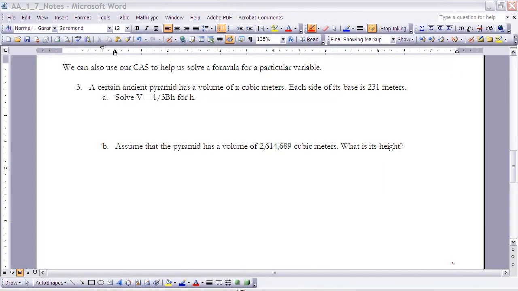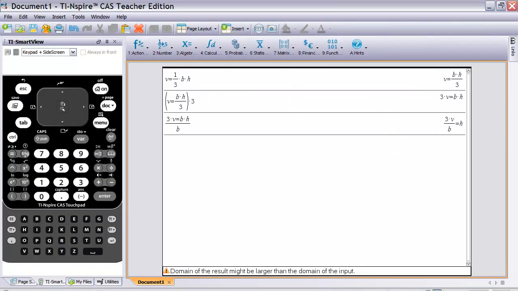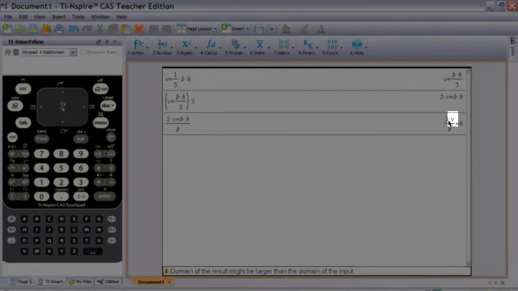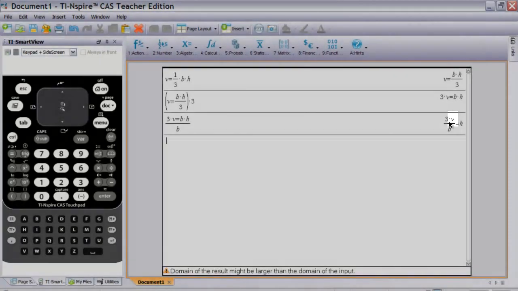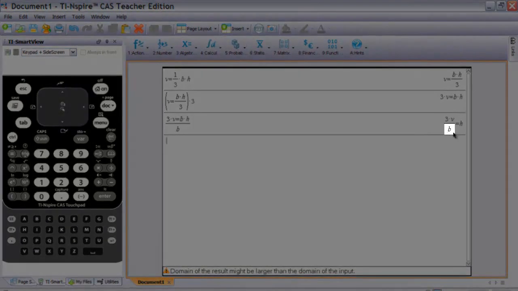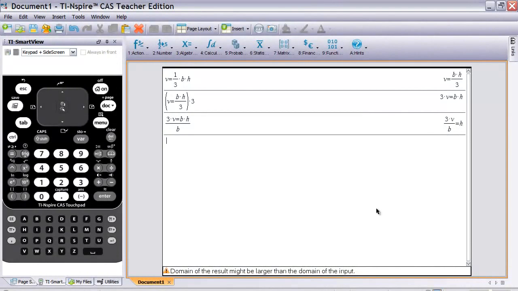Okay, part B says assume that the pyramid has a volume of 2,614,689 cubic meters. What is its height? Well, to find its height, I need to know two things based on what we found in part A. I need to know the volume, which they just gave us. And I also need to know b, which, remember, is the area of the base of that pyramid. If I know those two things, I can plug them in to solve for height.